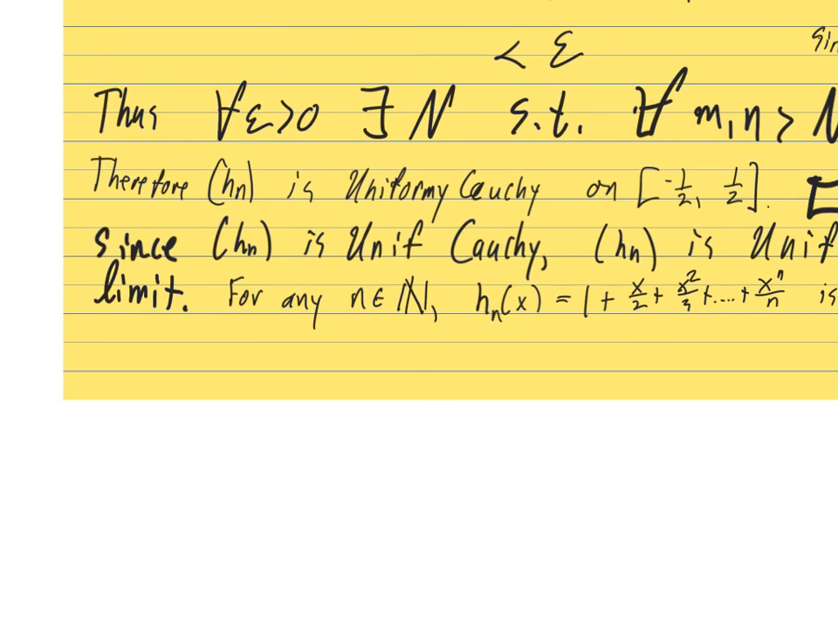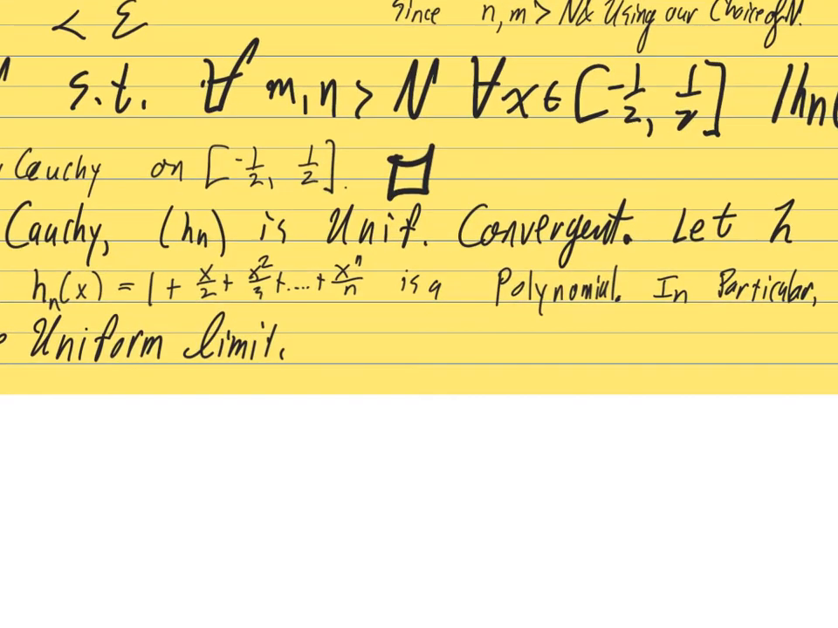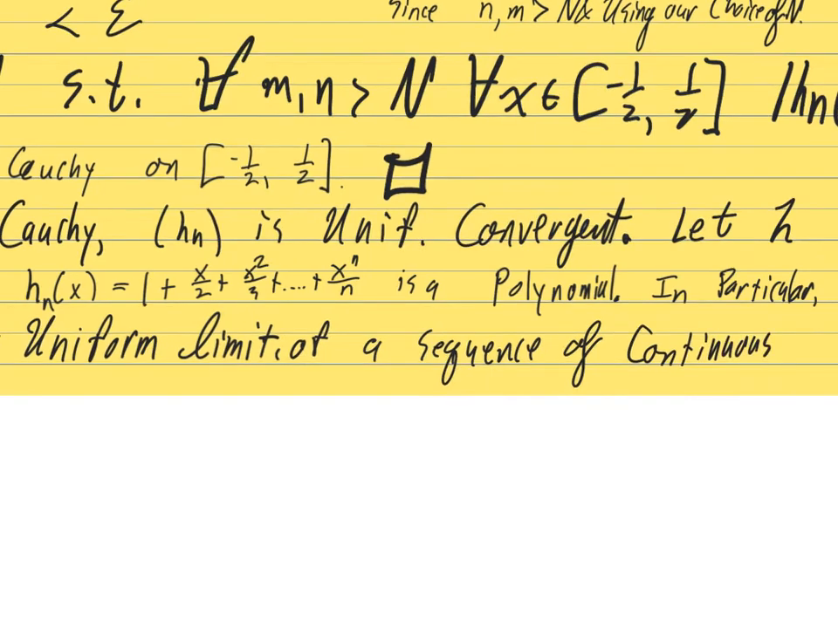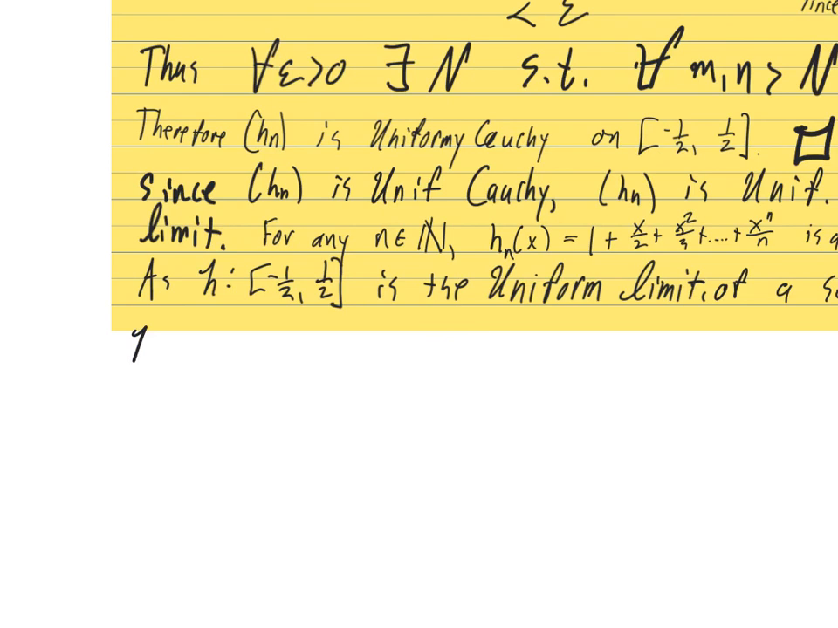So let's just close up: h from -1/2 to 1/2 is the uniform limit of a sequence of continuous functions, so h itself is continuous.